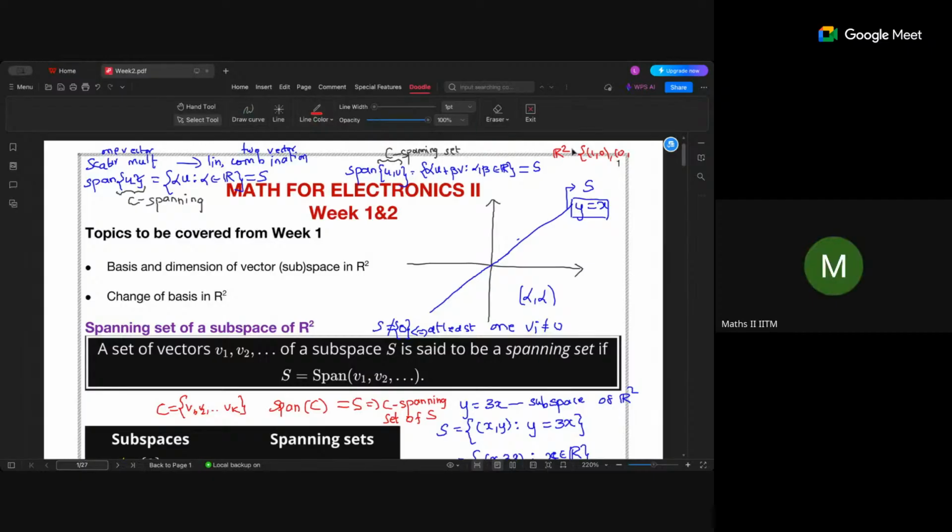No, they are just vectors, not any axis. I guess I'm not able to write in the end because of some symbol here. We write it below. So (1, 0) and (0, 1) is a spanning set for R2.